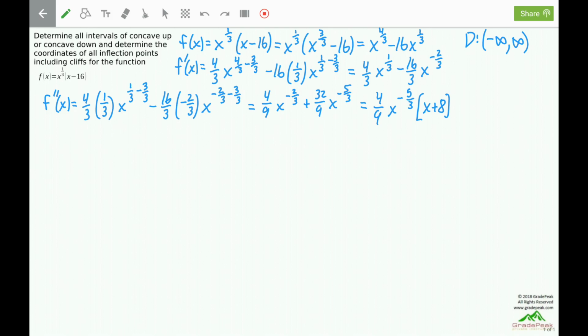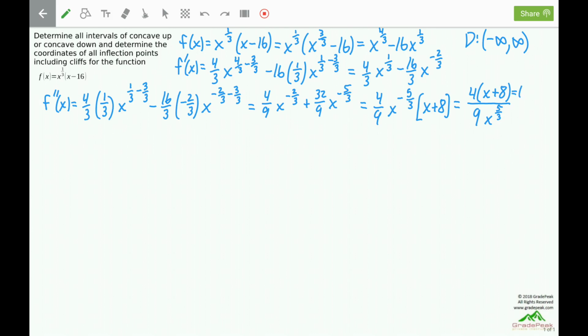We want all powers to be positive so that x to the negative 5/3 can move to the denominator to become a positive 5/3. The 4 will stay in the numerator. The x plus 8 will stay in the numerator. I'll put it in parentheses instead of square brackets now. In the denominator, there's a 9 already down there from the 4/9, and the x can move to the denominator to become a positive 5/3 power. We now have the second derivative written as a single fraction. Every power is positive, and it is fully factored.